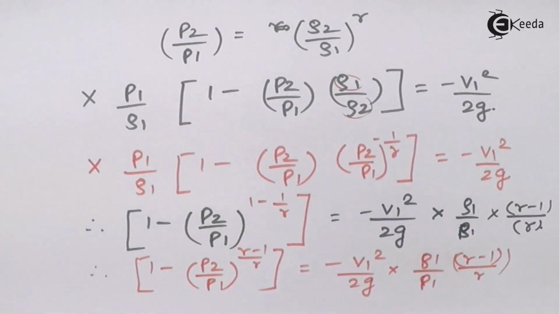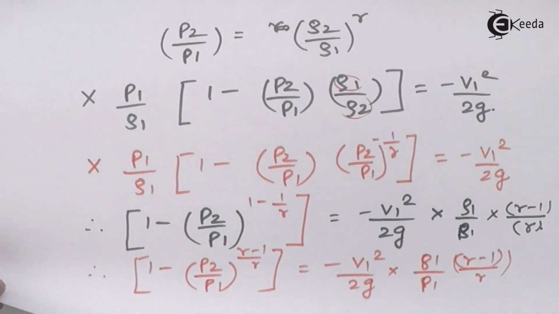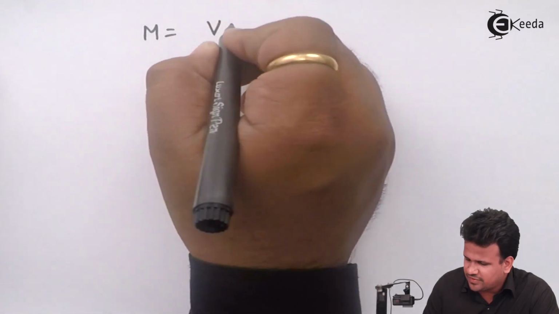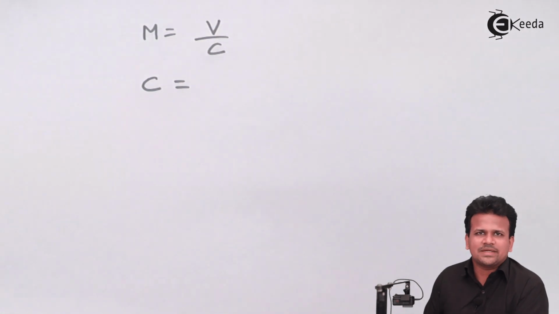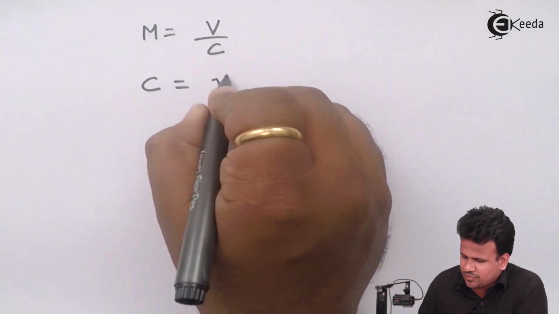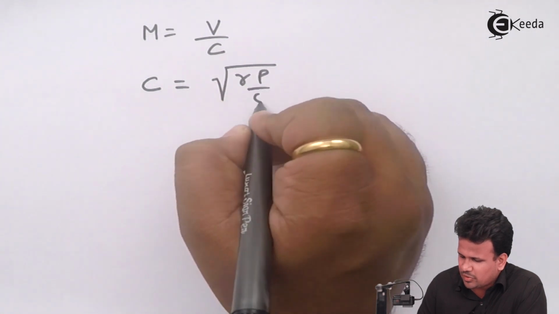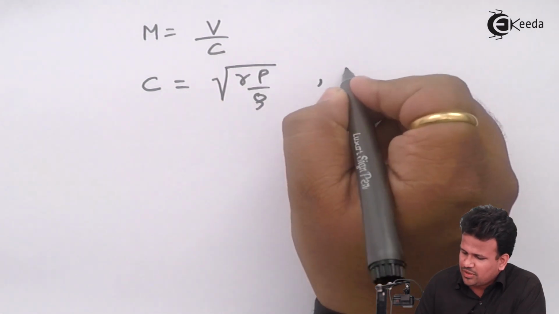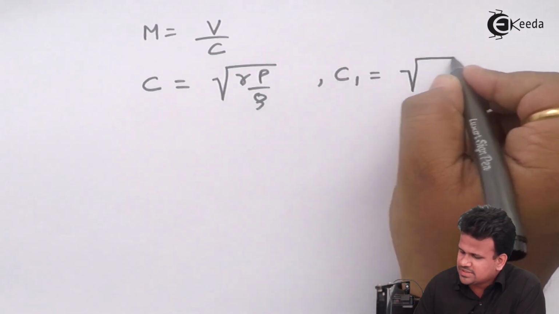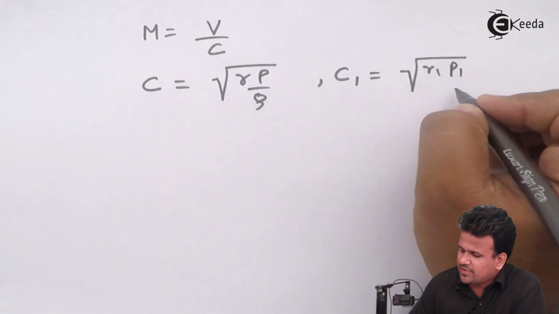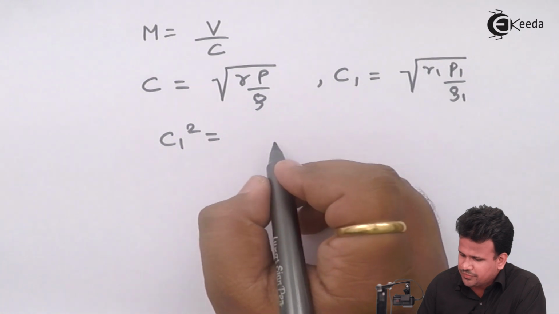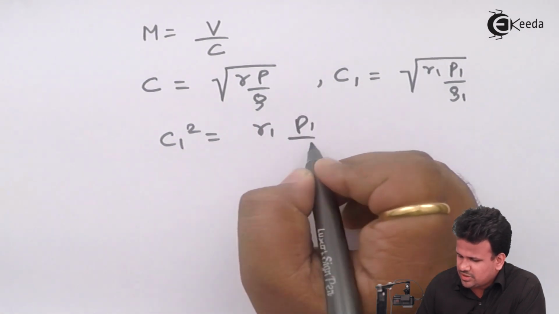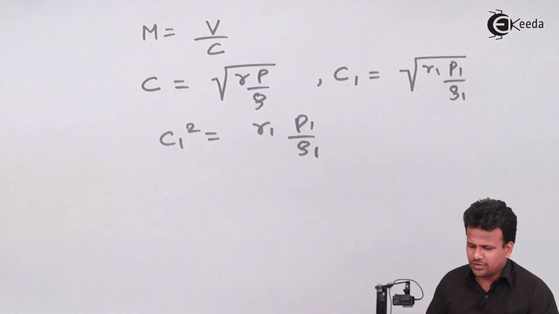Now we know that Mach number is defined as V by C. Similarly, C, the velocity of sound for an adiabatic process, is given as the square root of gamma P by rho. So for the initial velocity, this will be the square root of gamma 1 P1 upon rho 1. Hence C1 square will be equal to gamma 1 P1 upon rho 1, which we have in our denominator.